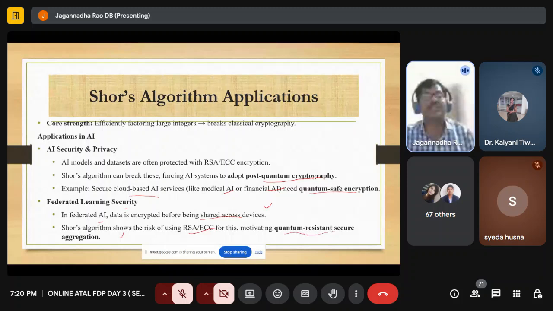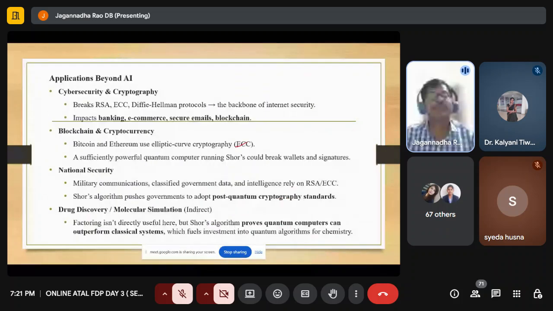blockchain and cryptography. If you go to blockchain and cryptography, Bitcoin is there, and elliptic curve cryptography, ECC, is there, and sufficiently powerful quantum computers running Shor's could break wallet signatures. Then national security: military communications, classified government data, and intelligence rely on RSA, ECC. So Shor's algorithm pushes governments to adopt post-quantum cryptography standards.